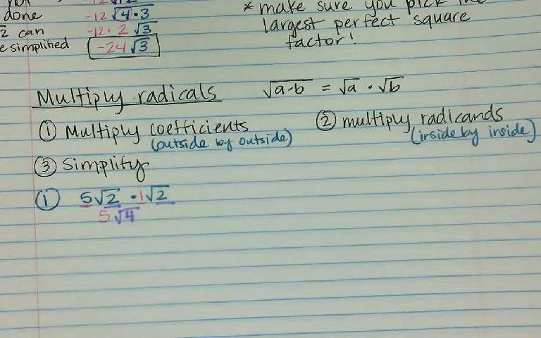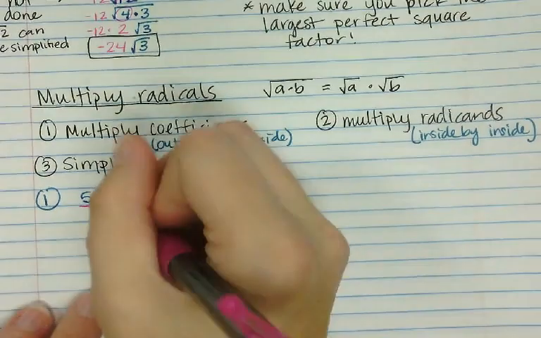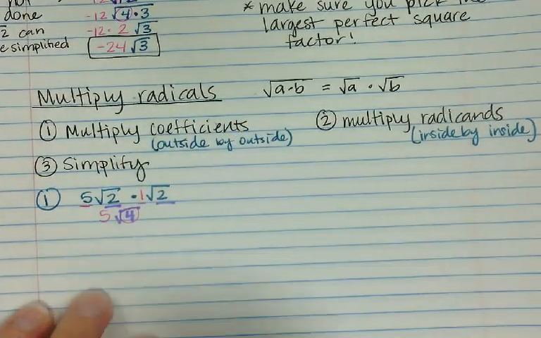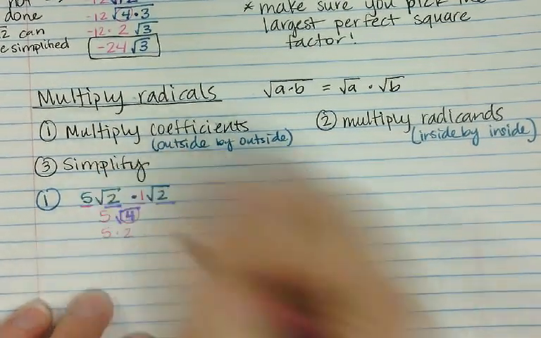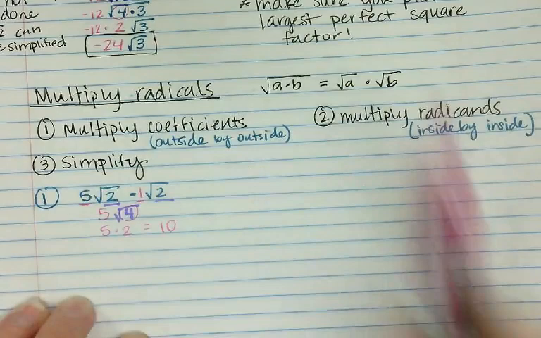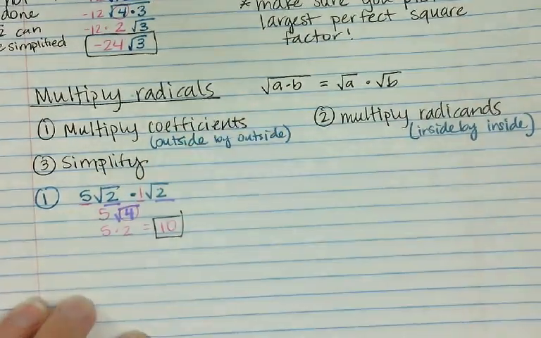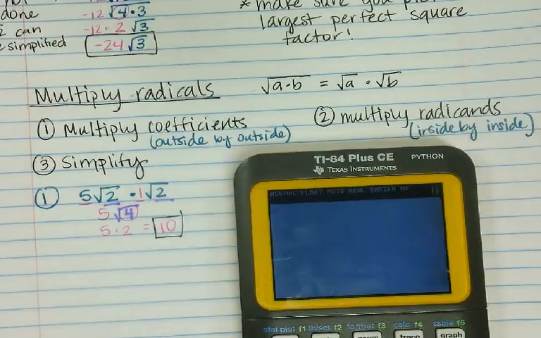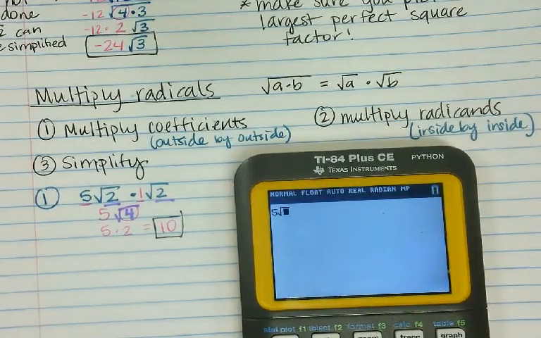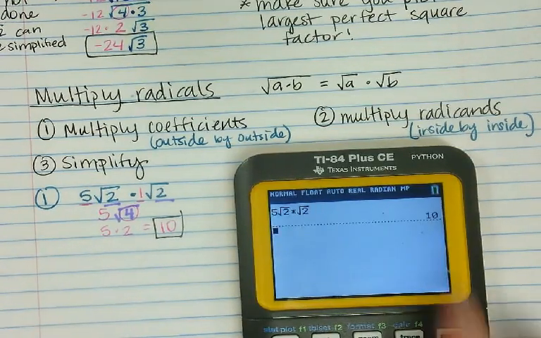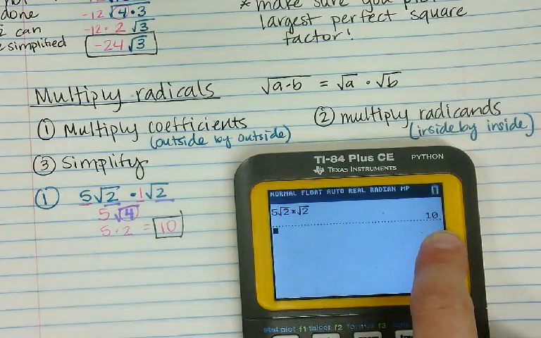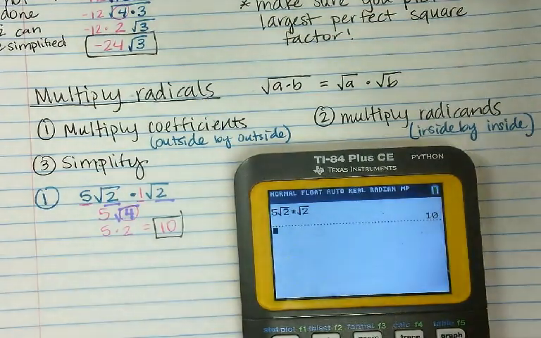First you multiply outside by outside, inside by inside, and then you simplify. So what is the square root of 4? 2. So this becomes 5 times 2, which is 10. My final answer for that one would have been 10. Now, here's the deal. Could I have typed this into my calculator, 5 times the square root of 2 times the square root of 2? Yes, I could have. What if it doesn't give you the whole number? Then you simplify your radical like we did on these top 3 examples.